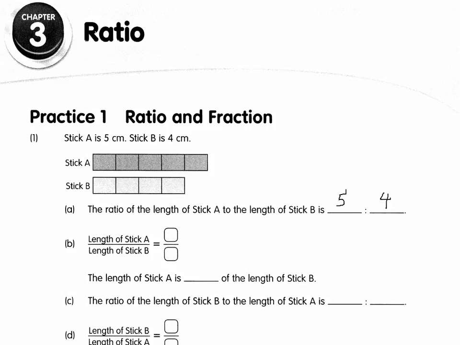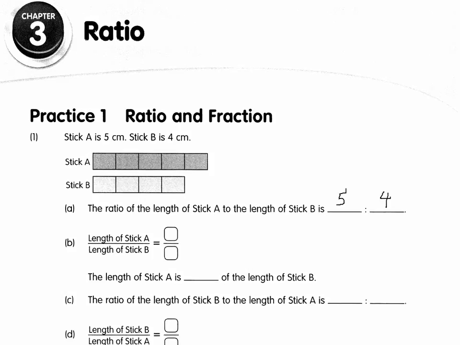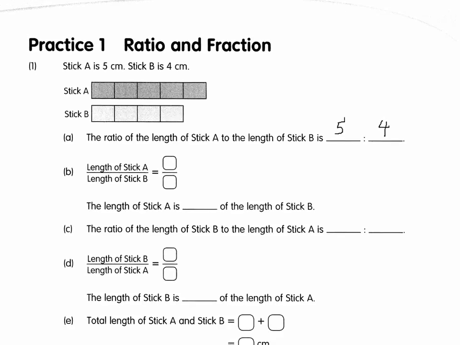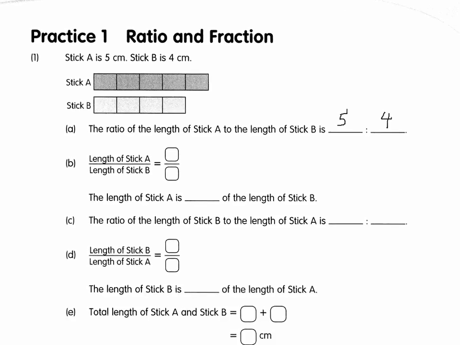Now if I want to express it as a fraction: length of stick A over length of stick B. Isabel, what is it? 5 over 4, right? So it's 5 over 4. Now, how do we actually say it out? The length of stick A is 5 over 4 of stick B. So we know that this 5 here is for stick A, 4 here is for stick B.